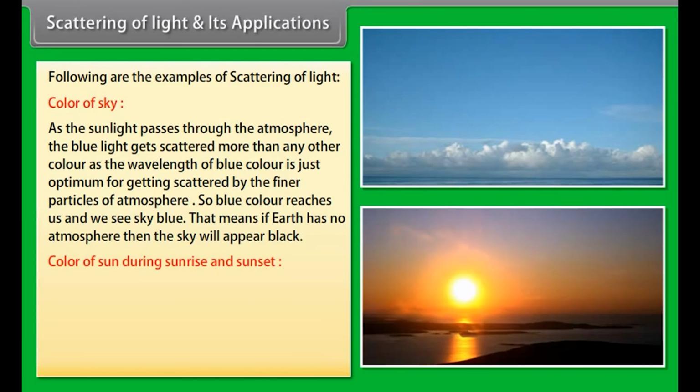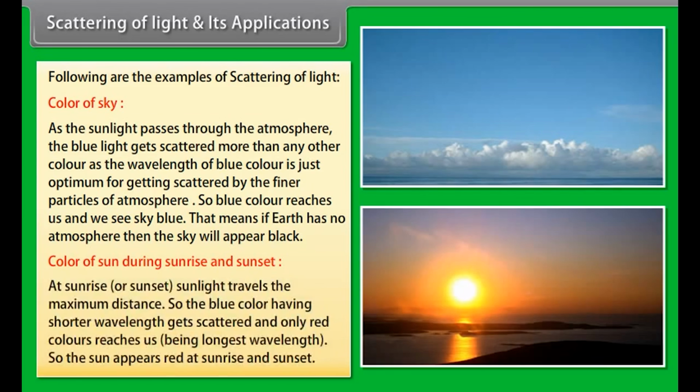Color of sun during sunrise and sunset. At sunrise or sunset, sunlight travels the maximum distance. So the blue color, having shorter wavelength, gets scattered and only red color reaches us, being the longest wavelength. So the sun appears red at sunrise and sunset.